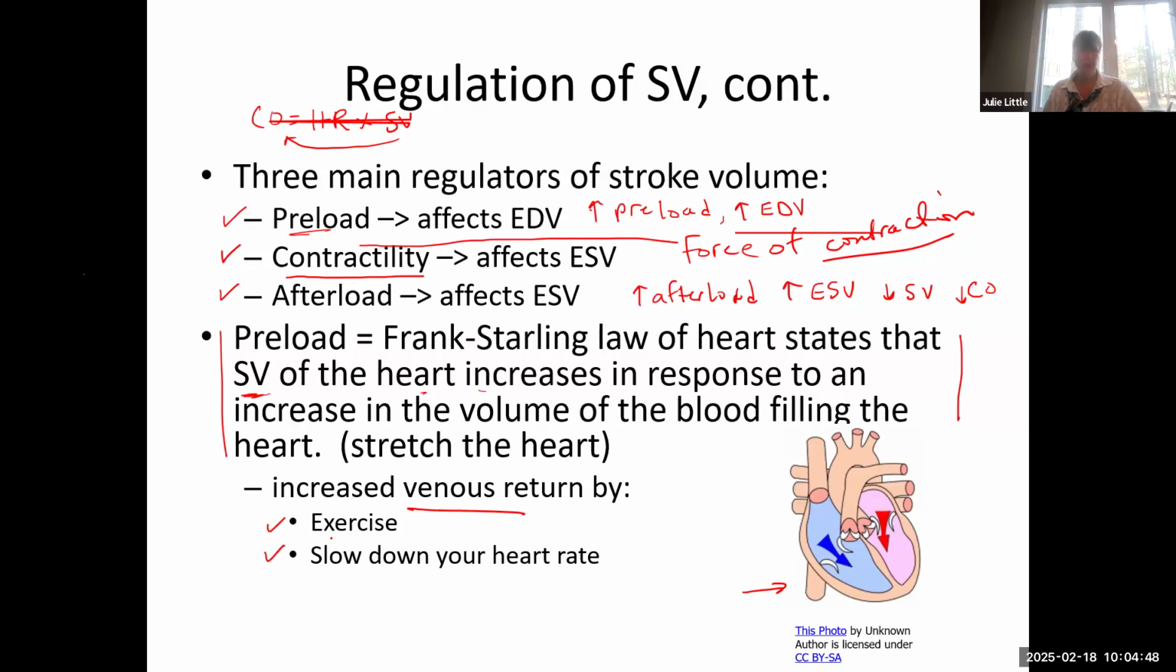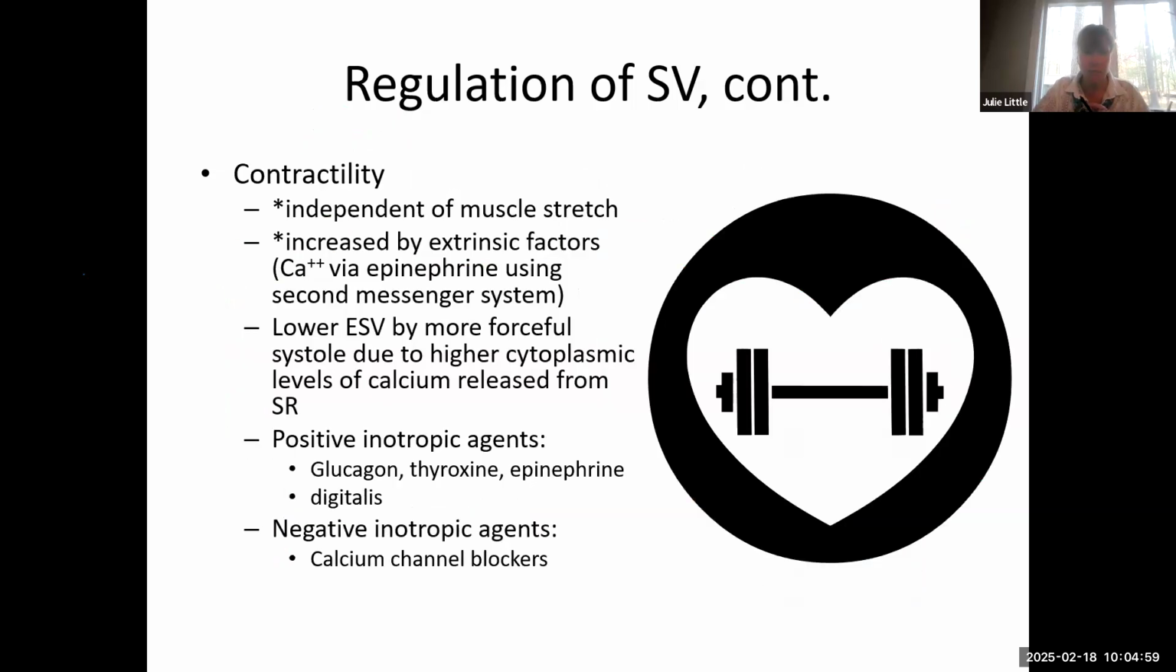We've already gone over this, but think of it, like I said, you stretch the heart, you get more bang for your buck on the blood that's going to be ejected into the aorta. Now here we're getting into contractility, how strong the heart actually contracts. It is independent of muscle stretch. Muscle stretch is preload. That Frank-Starling law of the heart has nothing to do with that.